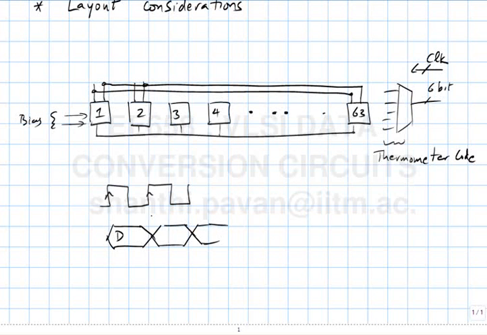Please note that you want the current source here, the bottom M1 here and the M1 here to be very well matched. If you want well matched transistors, will you put them 2 miles apart or will you put them next to each other? You want to put them next to each other.